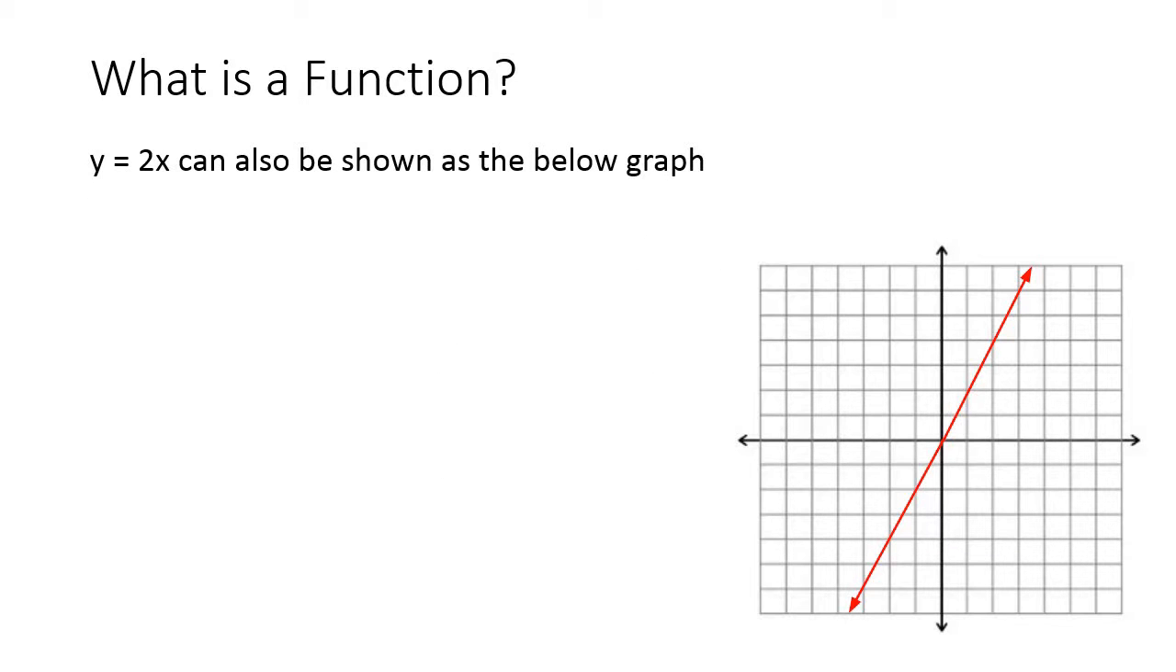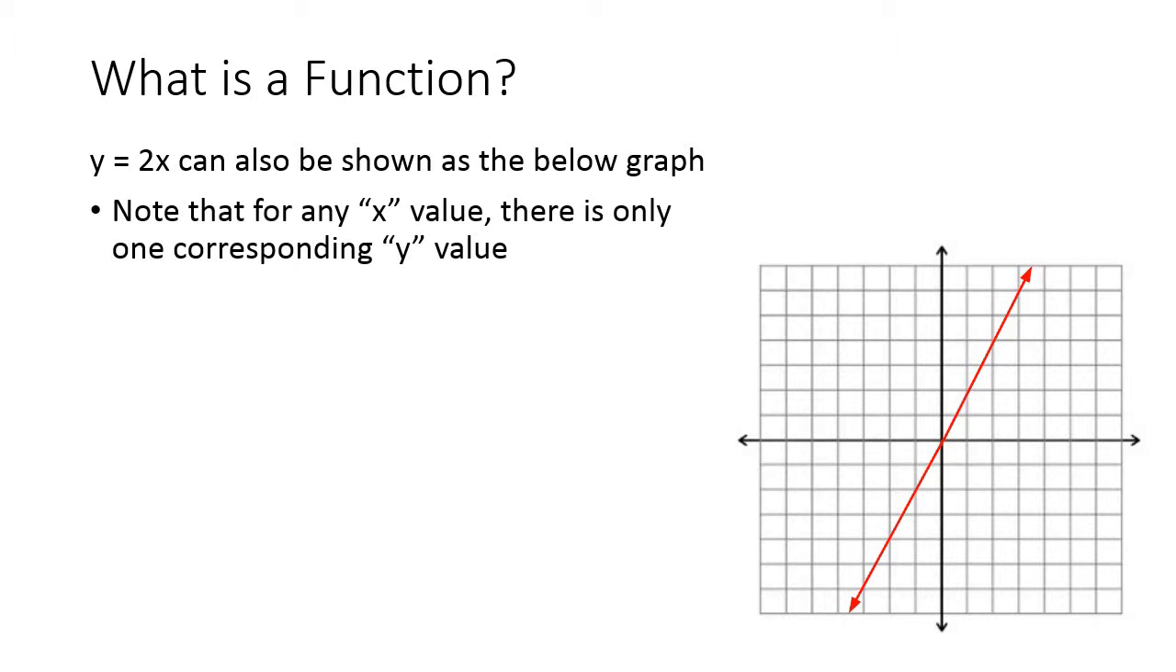y equals 2x can also be shown as the below graph. So you can see this red line here. That's y equals 2x, a y-intercept of 0, a slope of 2. If that's not making much sense to you right now, if you haven't done that before, we will do that in detail in a later lesson. Or at least recap it.